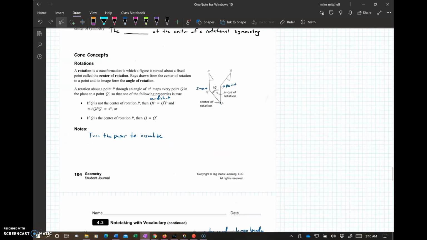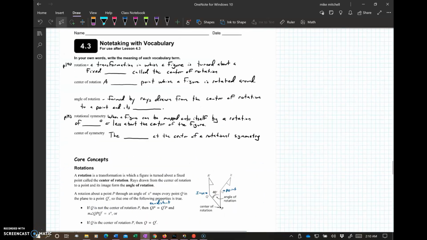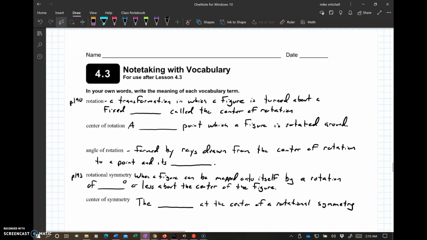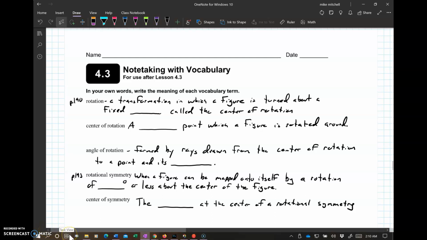Welcome to the 4.3 journal, page 104 in your journal. This is rotations and rotational symmetry. Okay, let's get this a little bigger here. Vocab, you can see the 190 and 193 pages listed here.